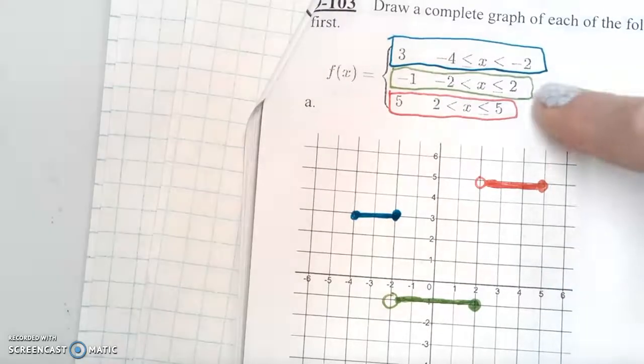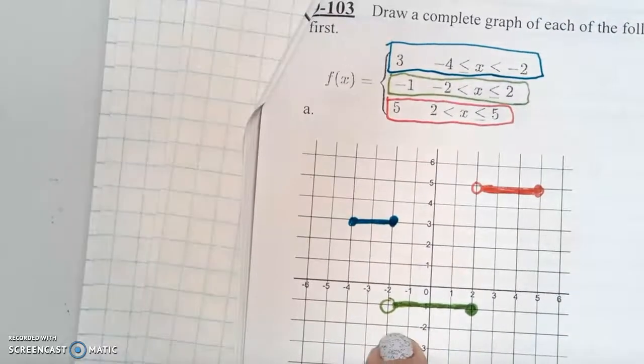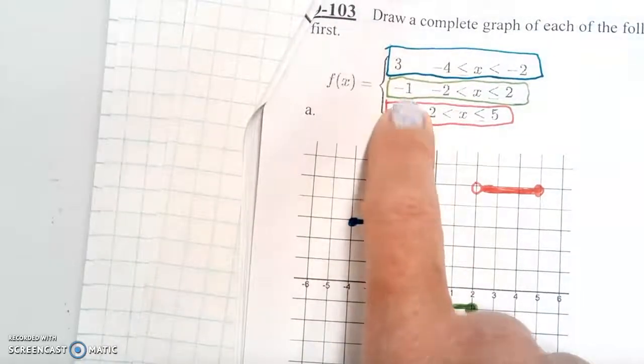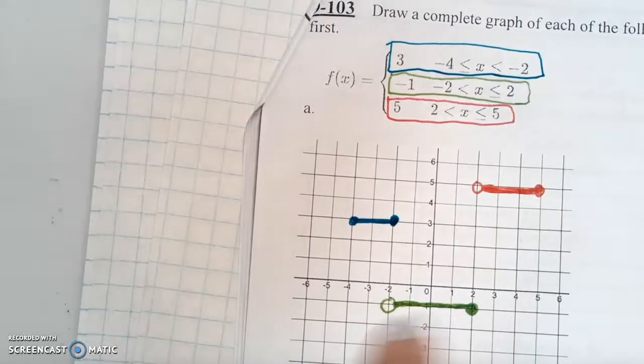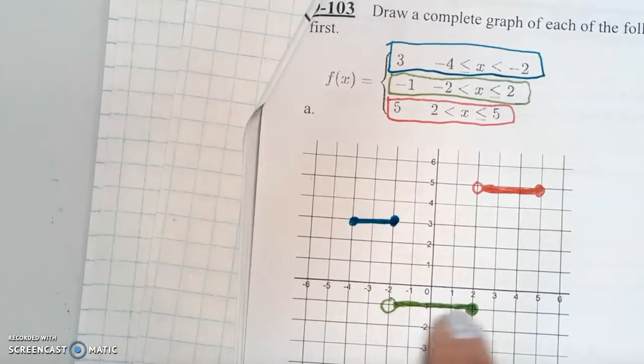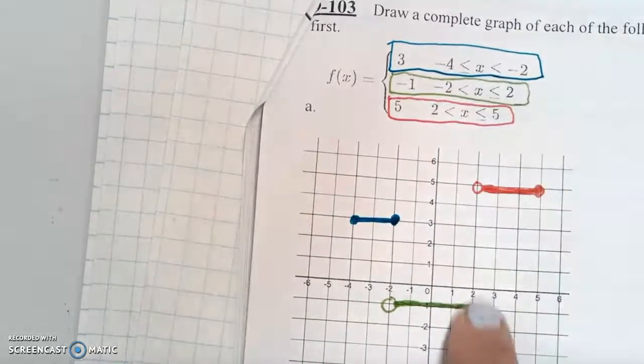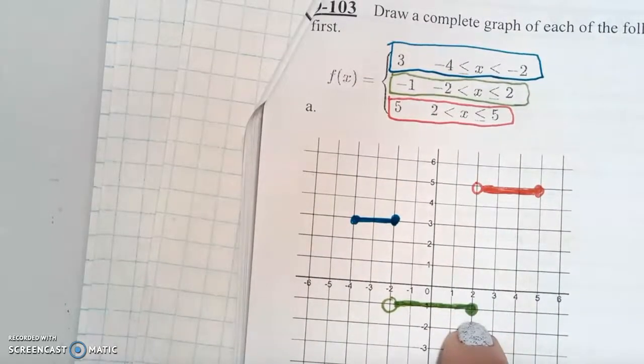The second inequality I graphed in green down here. And it says that the graph should be at -1 from -2, but it doesn't have the equal part, so I left my circle open, or my point open, all the way to +2, which does have the equal part, so that end is closed. Okay. That's the second graph.